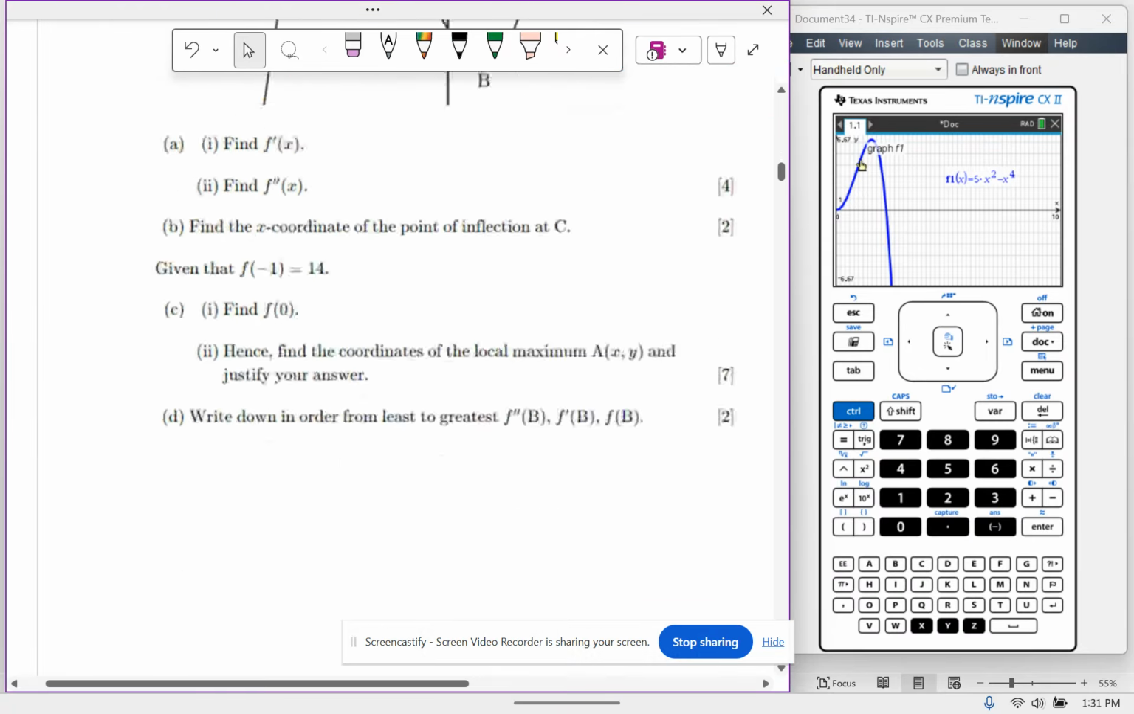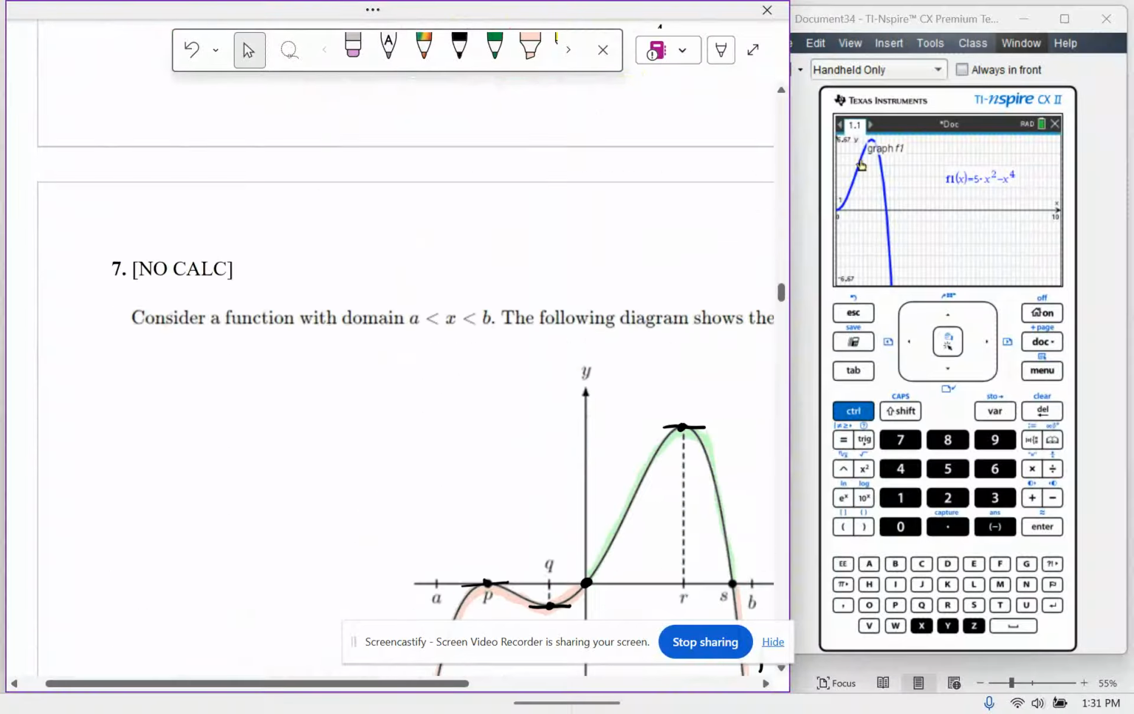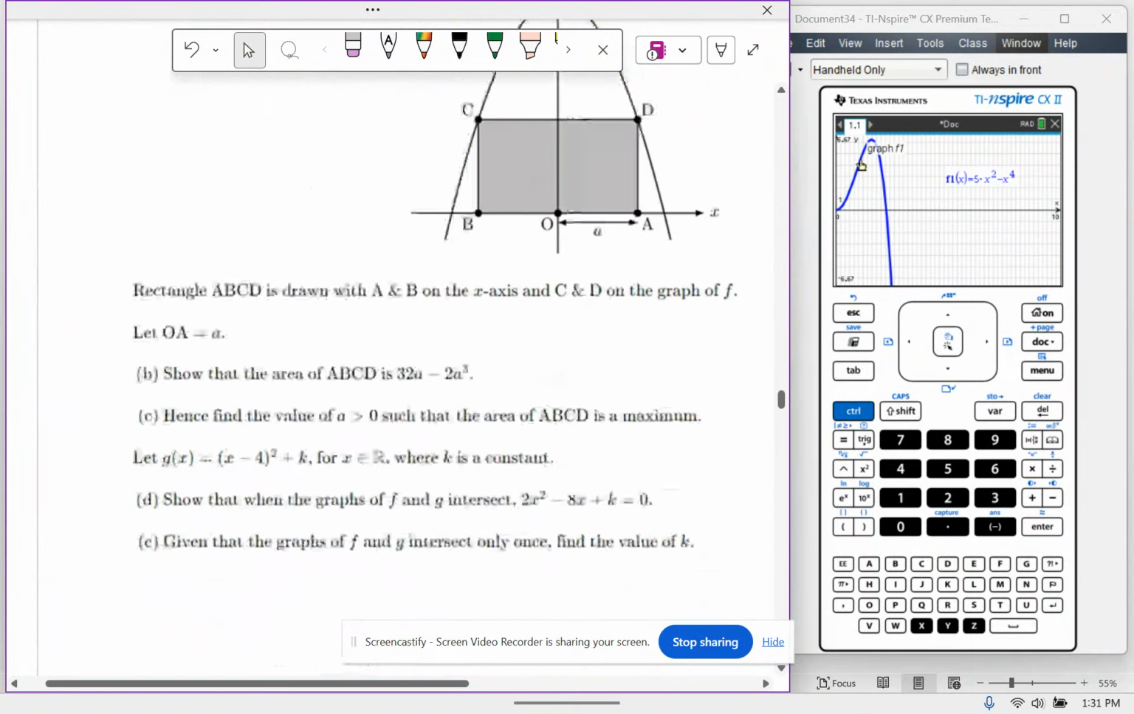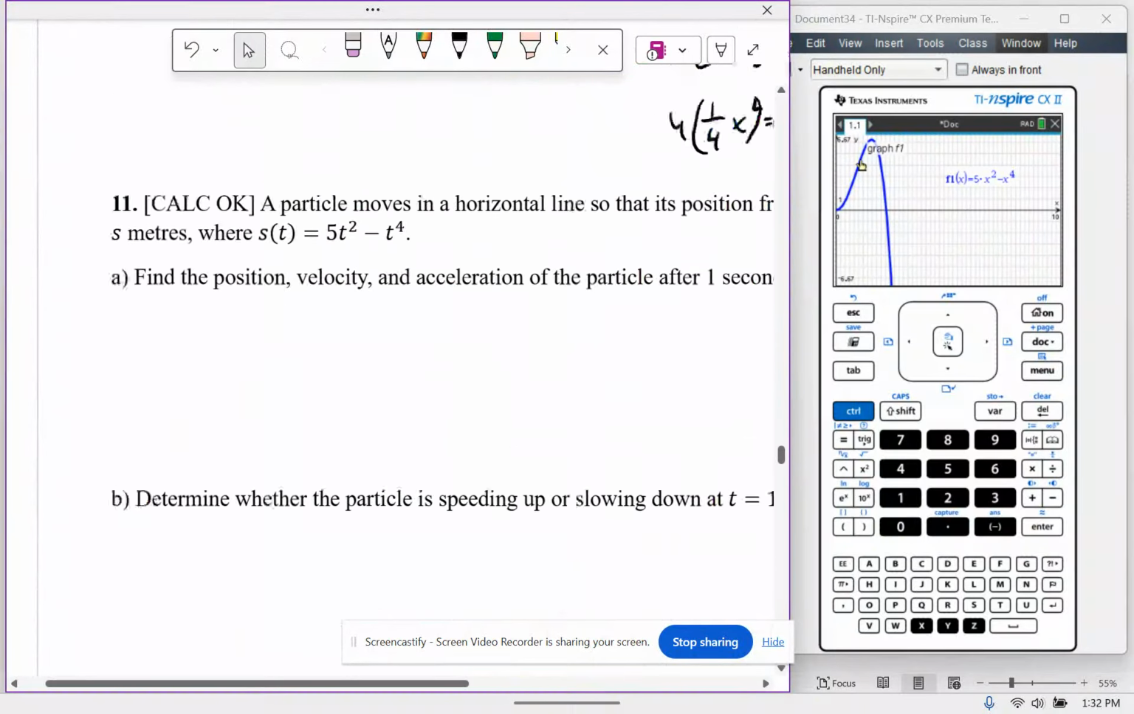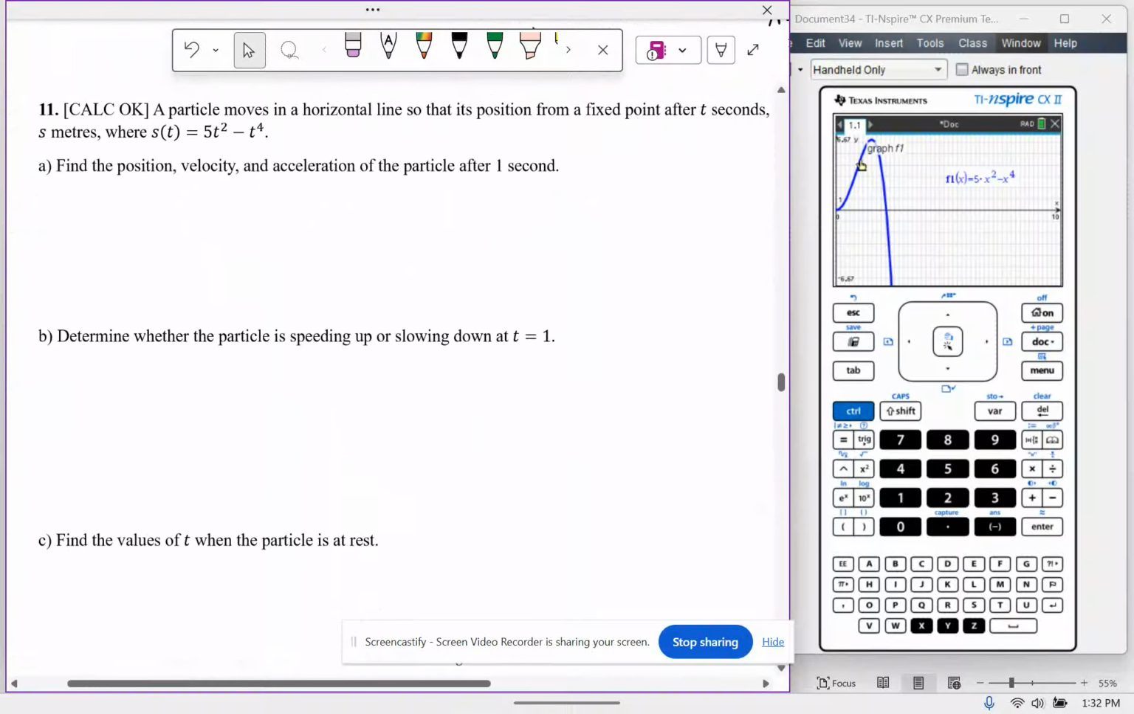All right, let's do a kinematics problem together. We're going to scroll down to question number 8. I lied. Question number 11. Someone just goes, oh, okay.